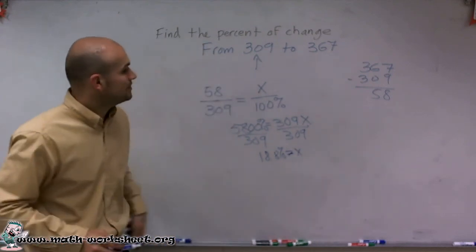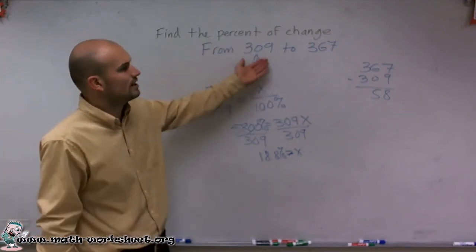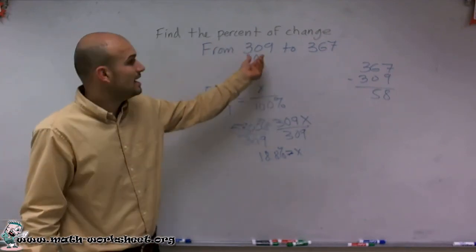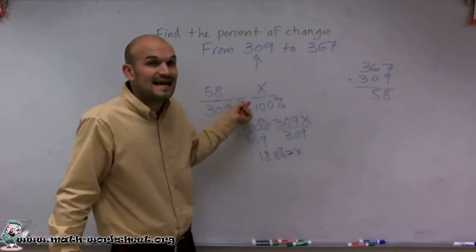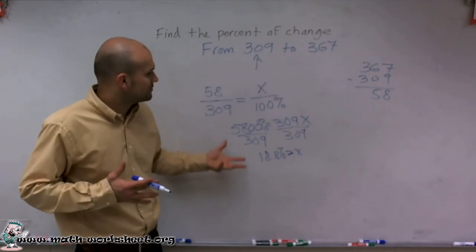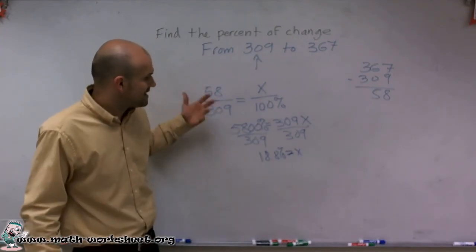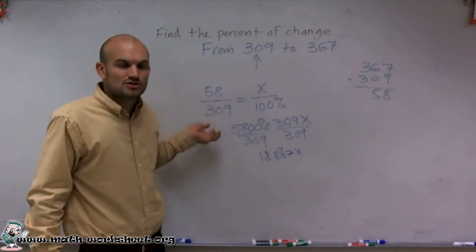And then the last thing we're going to look at is whether that is going to be a percent of increase or decrease. Well, we look at our initial starting point, our whole, and we notice that we increased by 18.8%, or 58 units, to get 367. And if you want to go back, we can notice that 58, that amount that we changed, is going to be 18.8% of our initial amount.